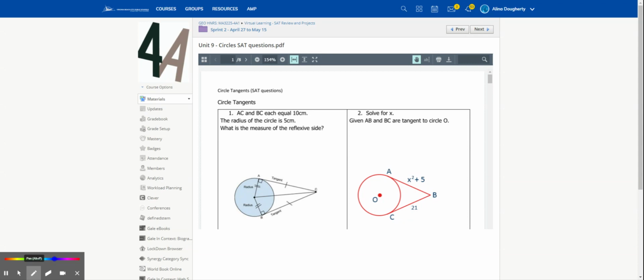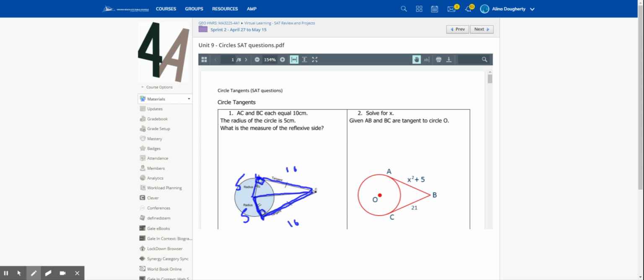So number one, AC and BC each equal 10, and the radius of the circle is 5. So what we've got here is two right triangles, and these are called tangent because they touch in exactly one spot and they make 90-degree angles, right? So tangents always make right triangles on the edge of the triangle.